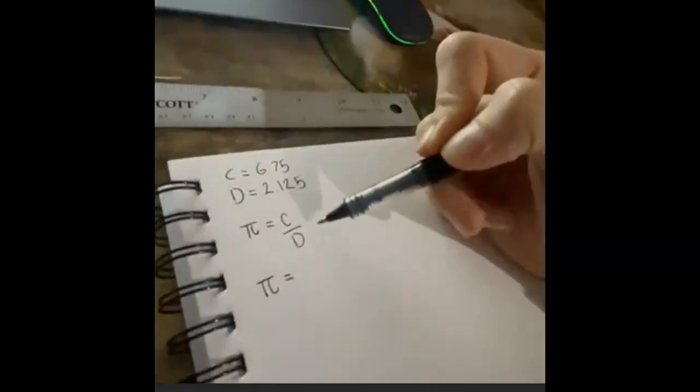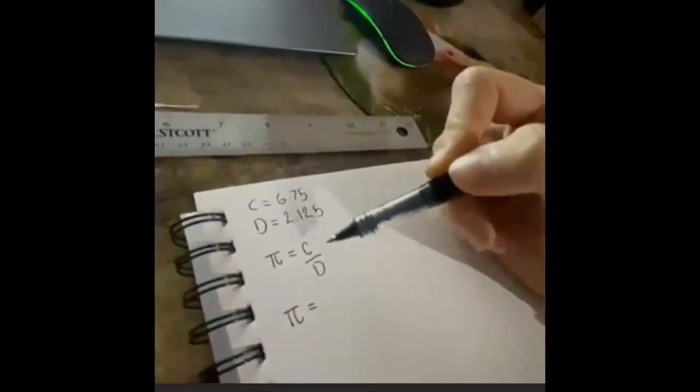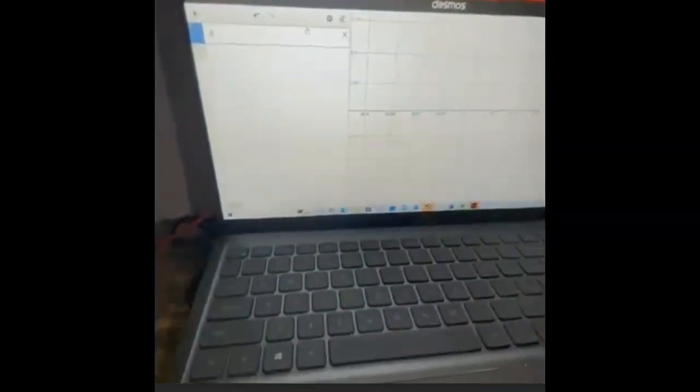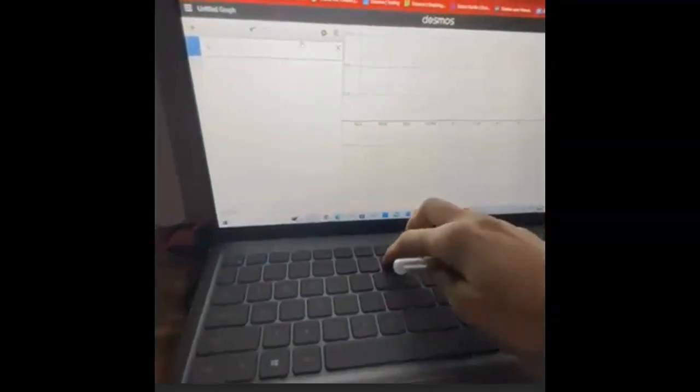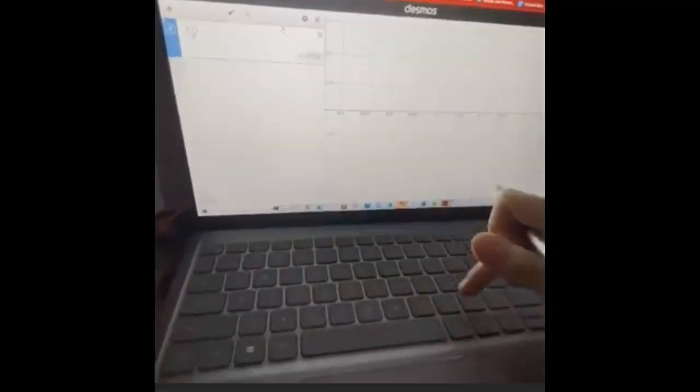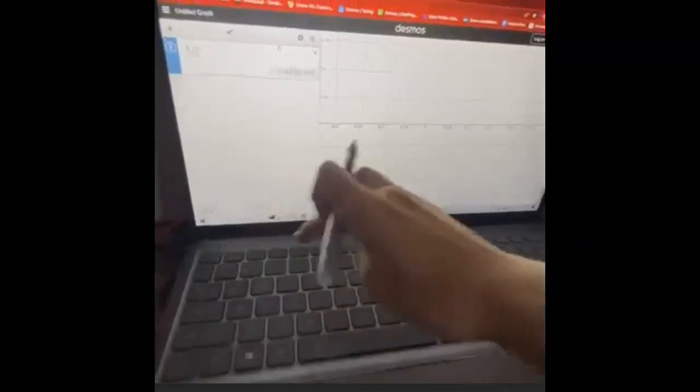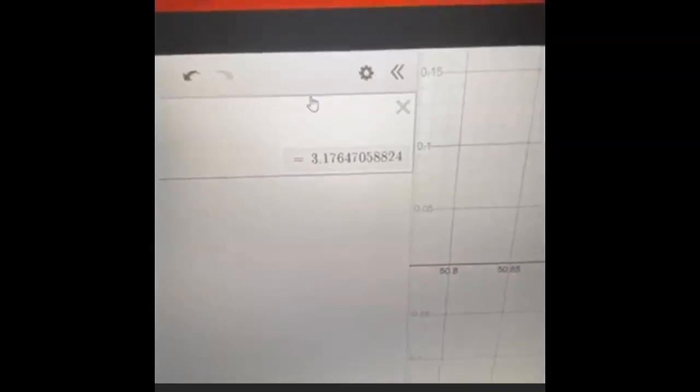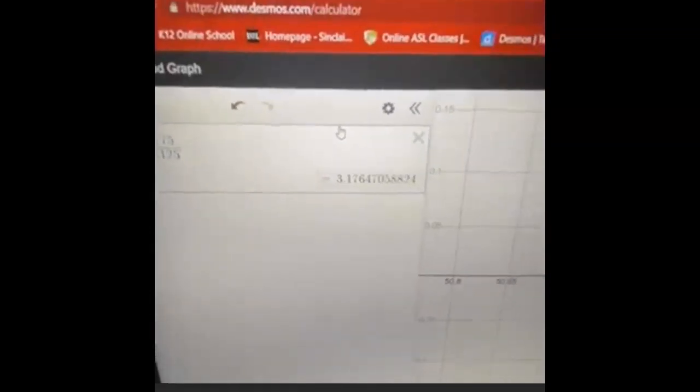And putting this into Desmos, we can see the formula of pi is circumference over diameter. So if we put in 6.75 over 2.125, we can see that I got 3.17, which is pretty close to pi.